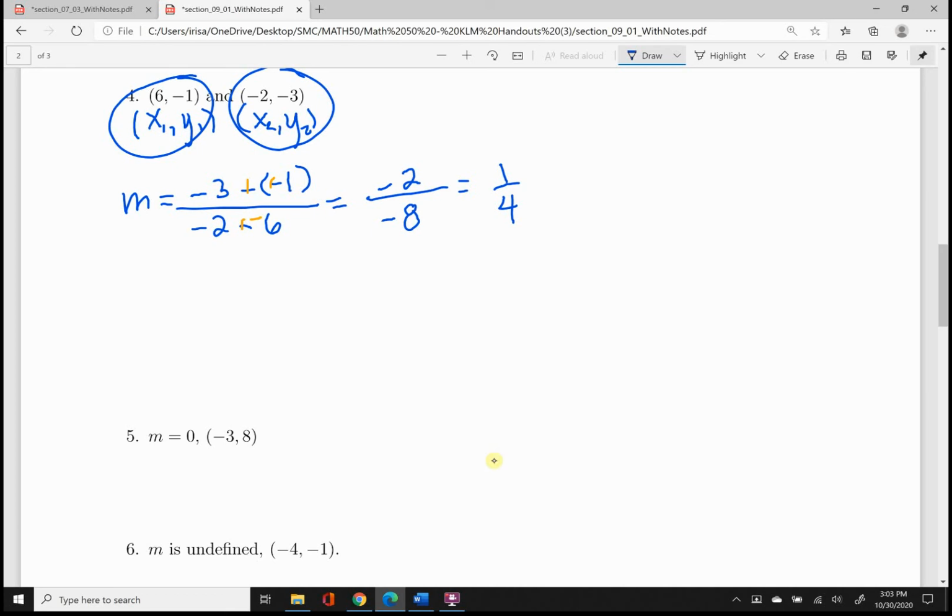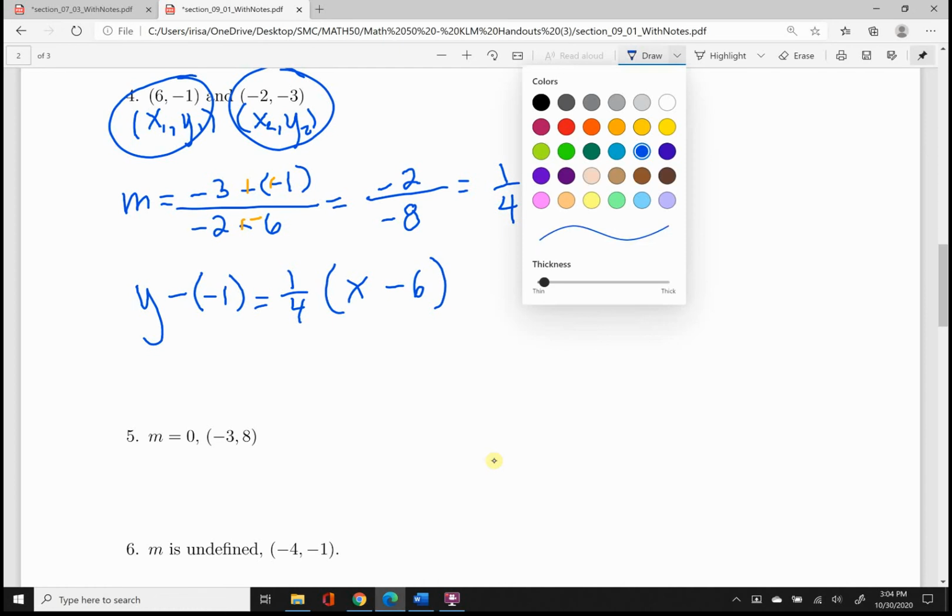I could still use my x1, y1, or I could use x2, y2, whatever, in the point slope formula, which is next. So I'll go ahead and I'll stick with x1, y1. So that'll be y minus a -1 equals m, which is 1/4, times x minus x1. X minus x1 is a 6. Again, we're going to have fraction stuff going on, but it's nothing we can't handle.